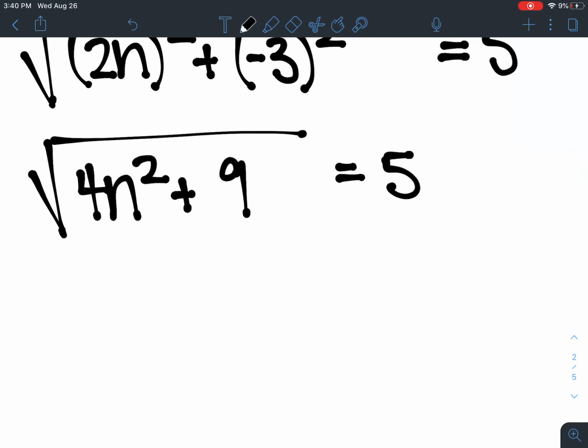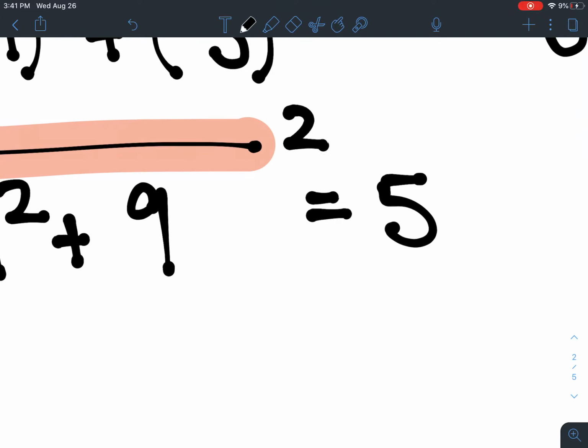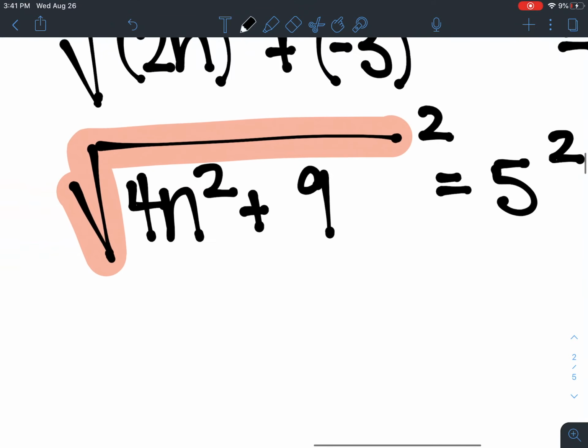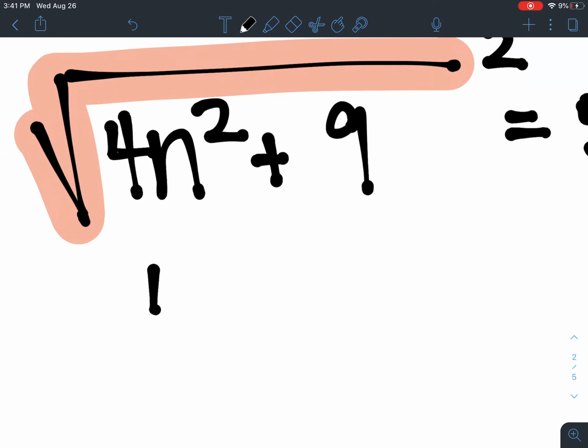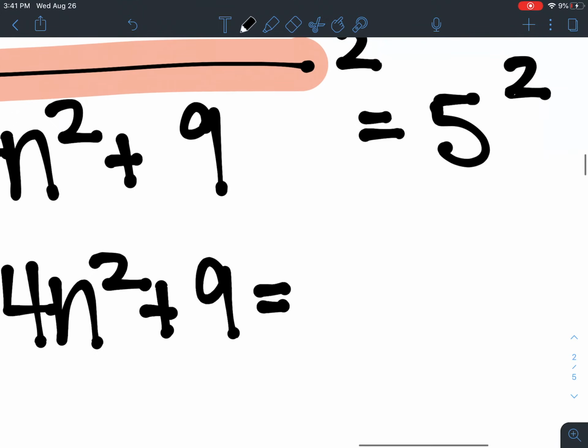And this is where the real discussion comes in, because we can't take the 4n squared or the plus 9 to the other side because it's being protected by this square root right here, right? So what's the opposite operation from a square root? Well, it's squaring. Squaring a square root will get rid of it, right? So if I square the left-hand side, I also have to square the right-hand side, okay? So I'm squaring both sides, and that's going to get rid of the square root. So all I'm left with is what's underneath the square root, which is the 4n squared plus 9. This time it's equal to 5 squared, which is 25.